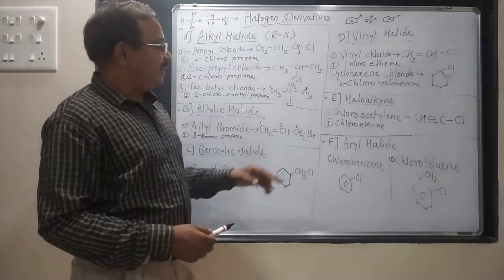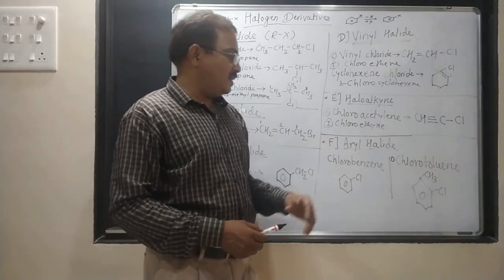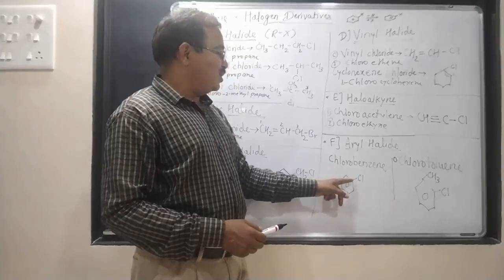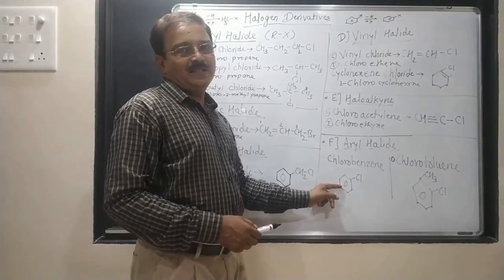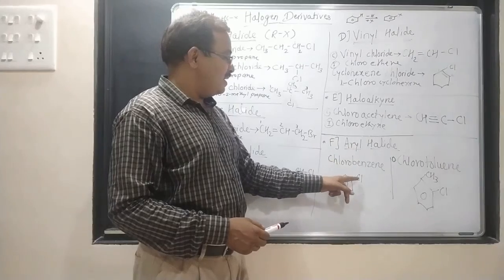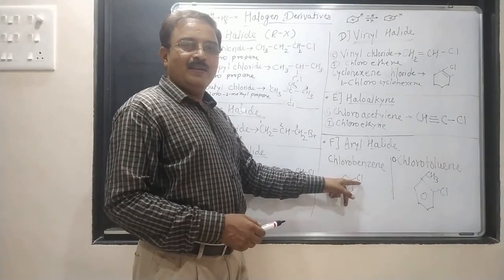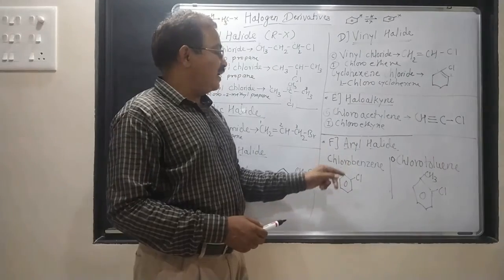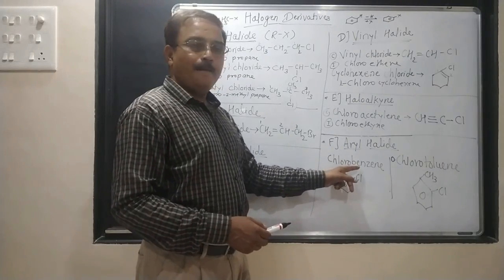Okay. Now the next class is aryl halides. Here, the characteristic of these aryl halides is that the halogen is directly attached to a benzene ring. What is the characteristic of aryl halides? In this, the halogen atom is directly attached to a benzene ring. So the first example of an aryl halide is chlorobenzene.